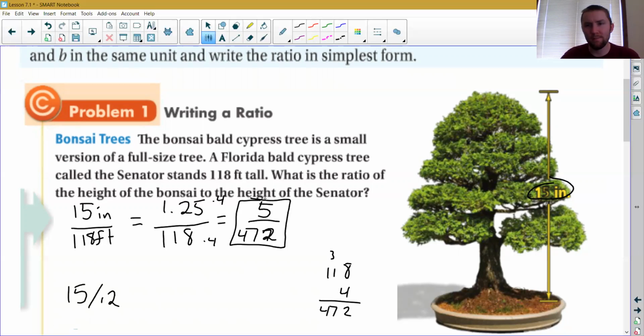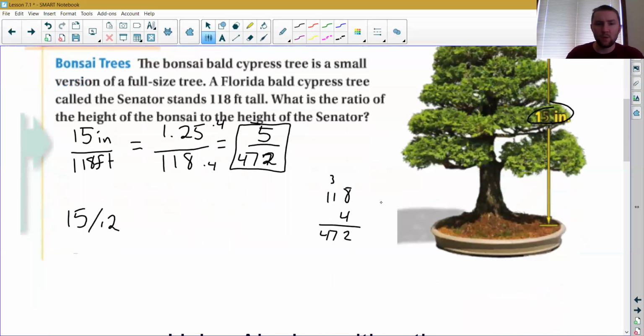You may not see one exactly like that, but that's the idea behind it: if I write a ratio, are the units the same in my two quantities, and is it in simplest form, meaning no decimals and no common factors for the top and the bottom. Okay, so that's writing a ratio.